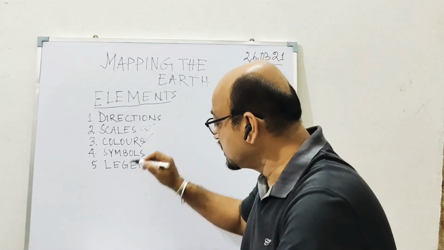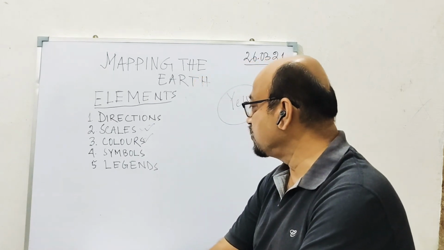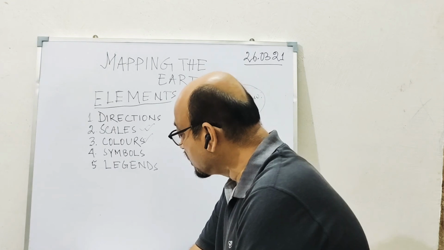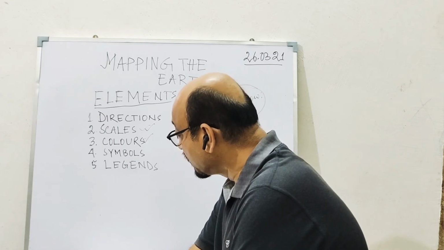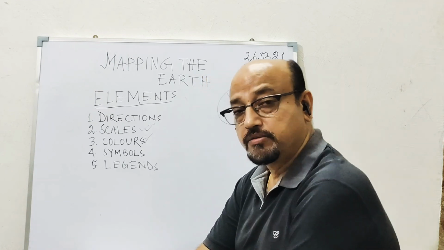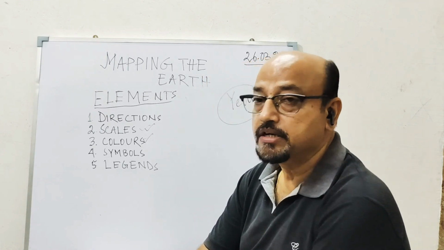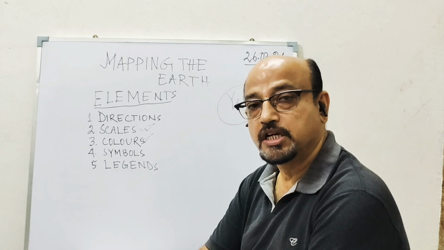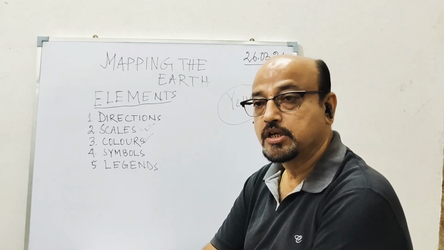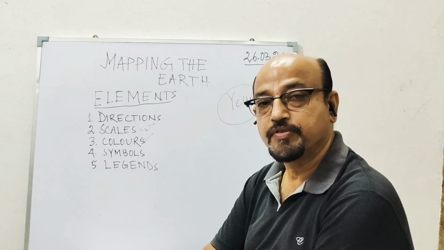Next we have the symbols. These symbols are known as the conventional symbols. These conventional symbols are used throughout the world, commonly used by cartographers all around the world. Otherwise, if in different countries these signs and symbols are different, it will be difficult for foreign or international tourists to understand the physical features of a country.